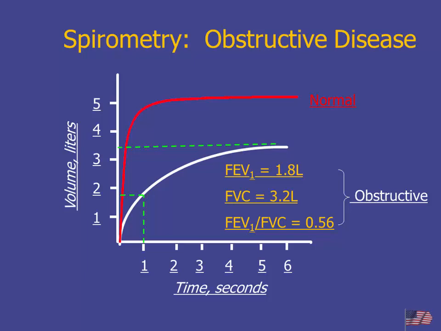You can see the FEV1 here is a significantly small percentage of their total amount that they can get out. The volume they can get in 1 second exhaled compared to their total amount that they can exhale. And the total amount that they can exhale is way below normal also. So the FVC is reduced, the FEV1 is reduced, and more significantly, the ratio is reduced in the obstructive defect.